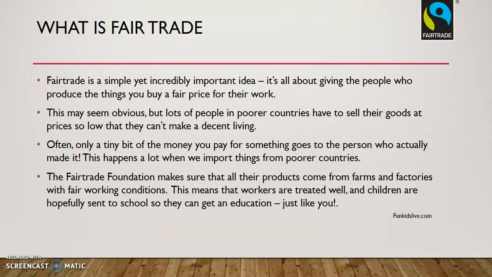So, alternatively, what is fair trade? Fair trade is a simple yet incredibly important idea. It's all about giving the people who produce the things you buy a fair price for their work.